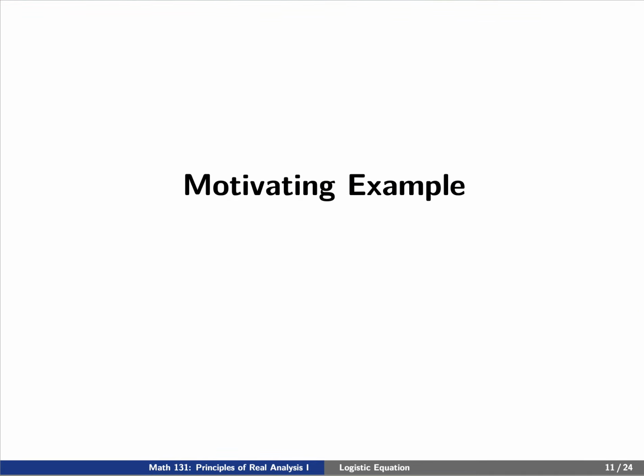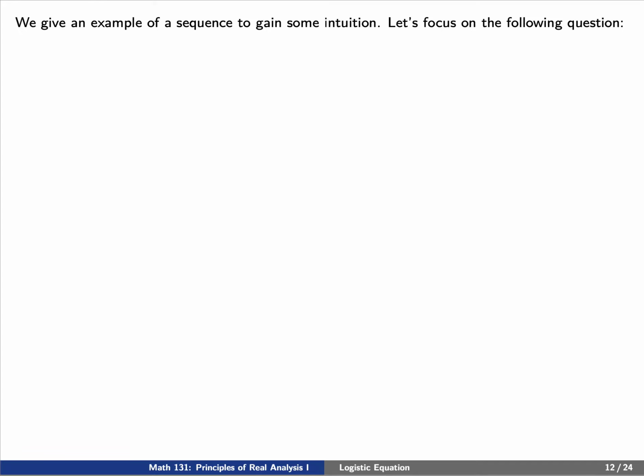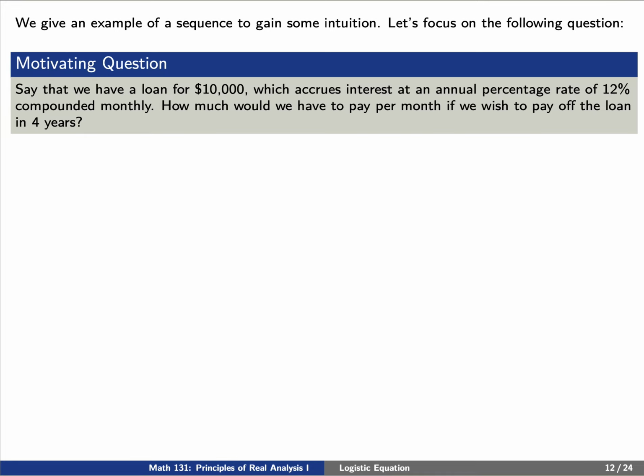For today, I'd like to discuss a motivating example before we jump into some definitions. Let's consider the following example of a sequence in order to gain some intuition. Say that we have a loan for $10,000. It accrues interest at an annual percentage rate of 12% compounded monthly. How much will we have to pay per month if we wish to pay off the loan in 4 years?